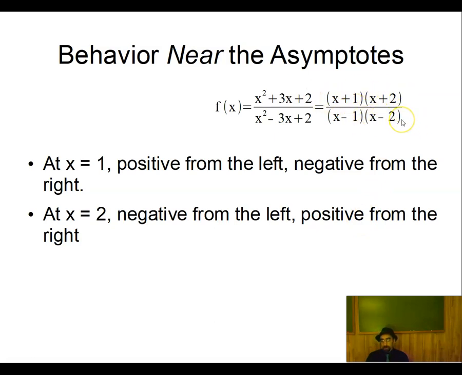Now this x minus 2 is the one that's going to switch sign, depending on if you're a little below or a little above. And if x is around 2, x minus 1 is around 1, that's positive. Right? So now it's negative from the left and positive from the right. So that's the behavior near the vertical asymptotes. And later on I'll show another way of determining what the behavior near the vertical asymptote should be like.